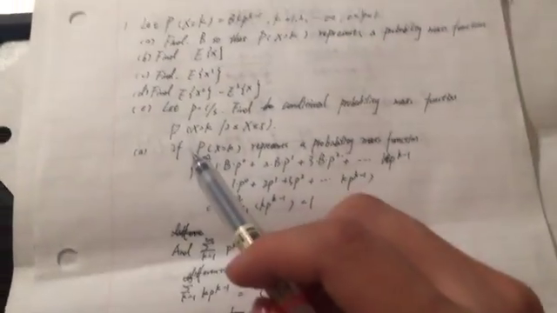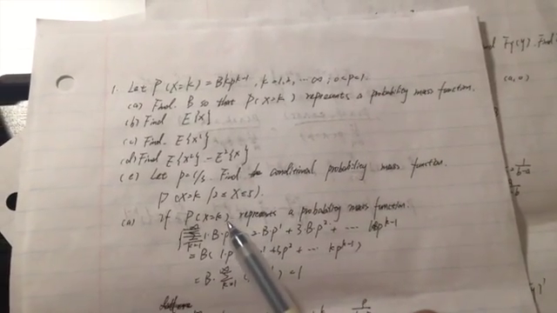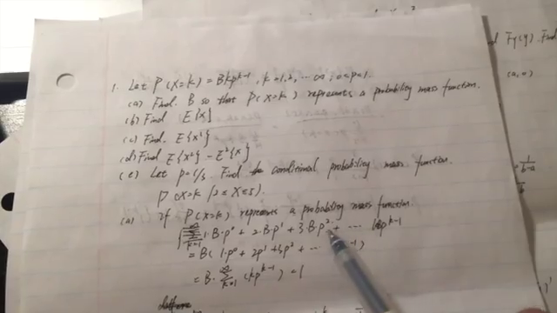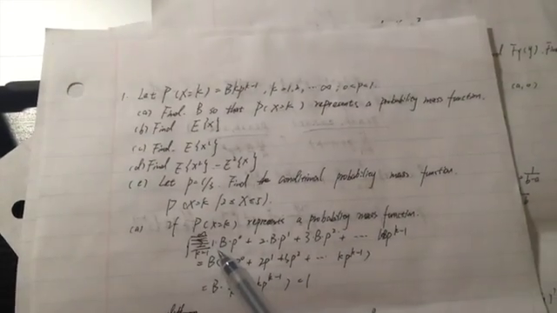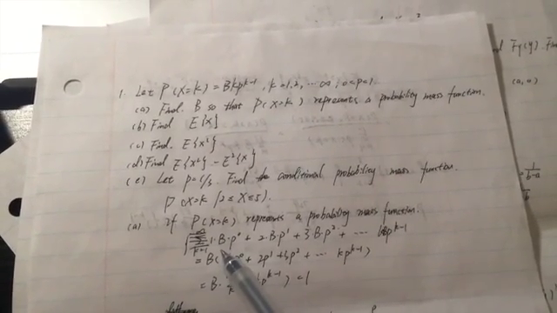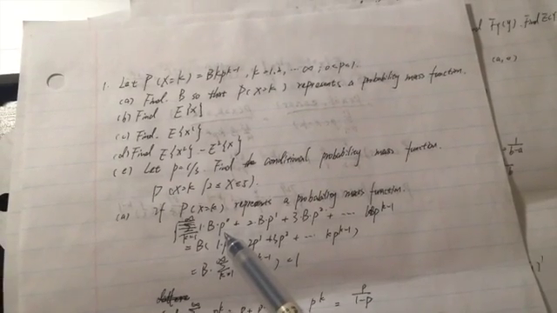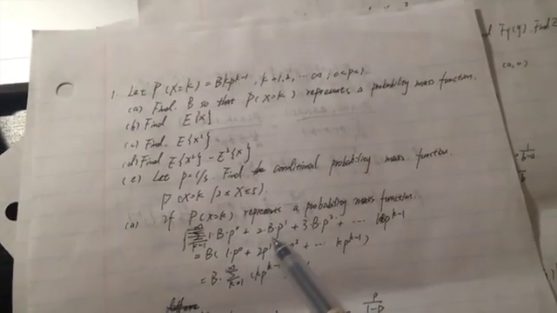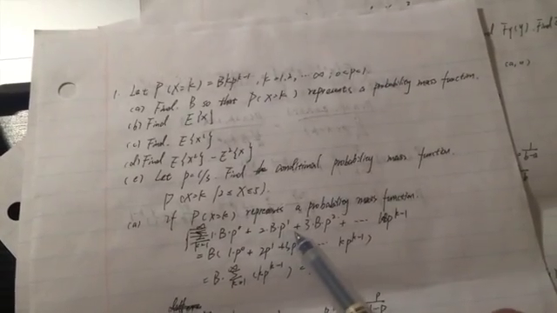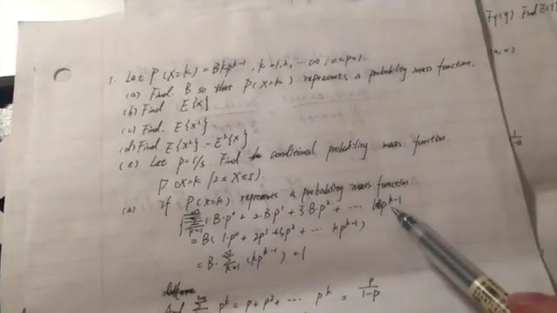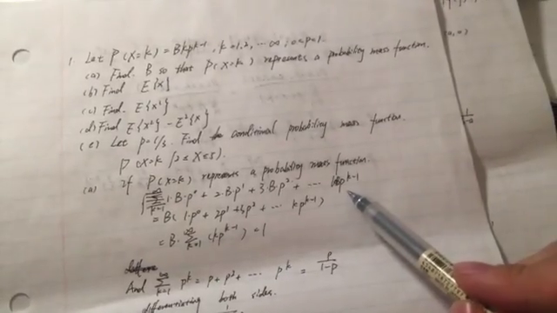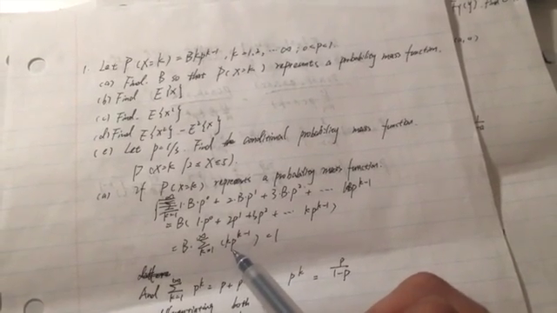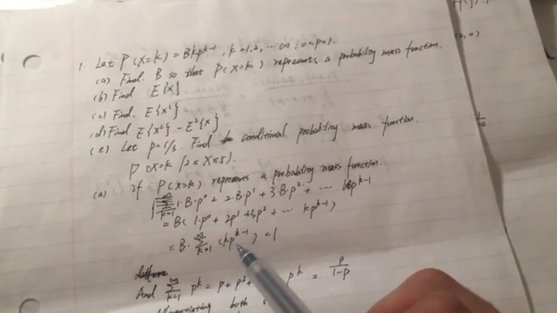To begin with, if P(X = k) represents a probability mass function, then we can write that the sum 1·b·p^0 + 2·b·p^1 + ... + k·b·p^(k-1) equals b times the accumulation of k p^(k-1), which equals 1.